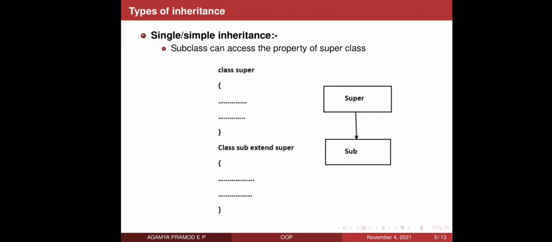Here, method overriding is only possible through inheritance. And there are four types of inheritance: single inheritance, multi-level inheritance, multiple inheritance and hierarchical inheritance. First of all, single inheritance. In single inheritance, it contains only one superclass and only one subclass. The subclass can access the properties of the superclass. That is, this is the superclass and this is the subclass. The subclass uses the extends keyword and it accesses the properties of the superclass.